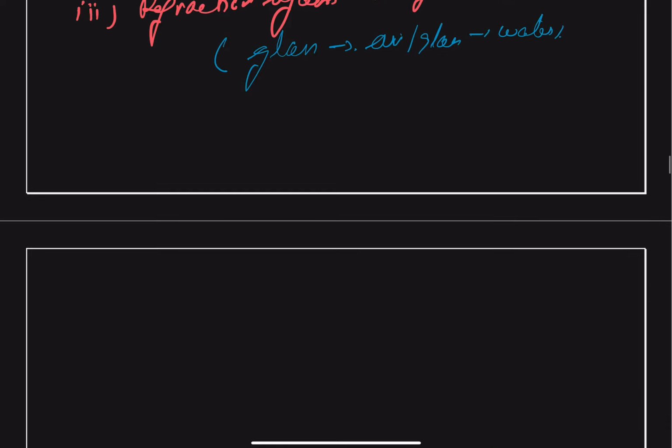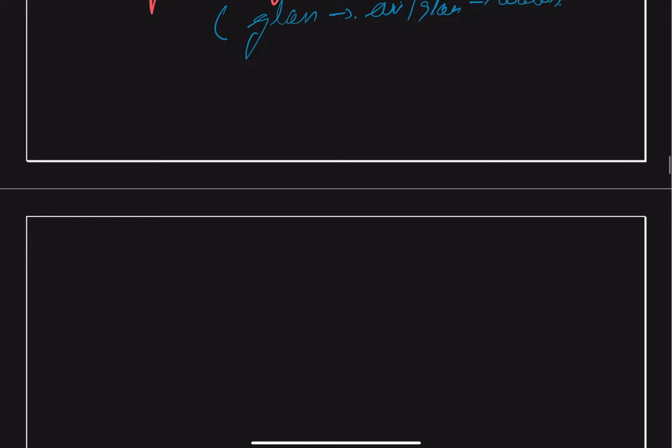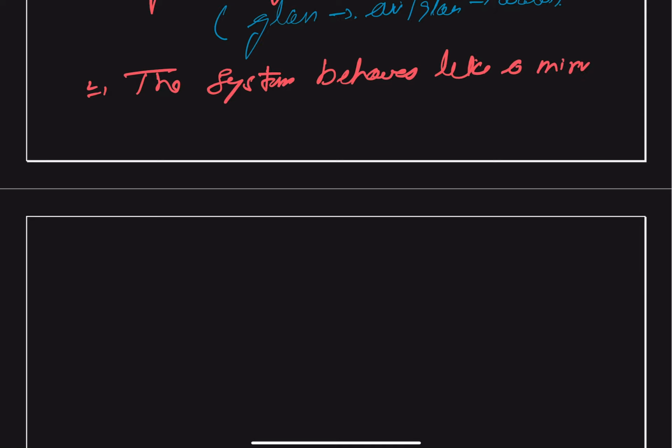So we can say this system is going to behave like a combination of mirror as well as lens. So we can write from here that the system behaves like a mirror lens combination.